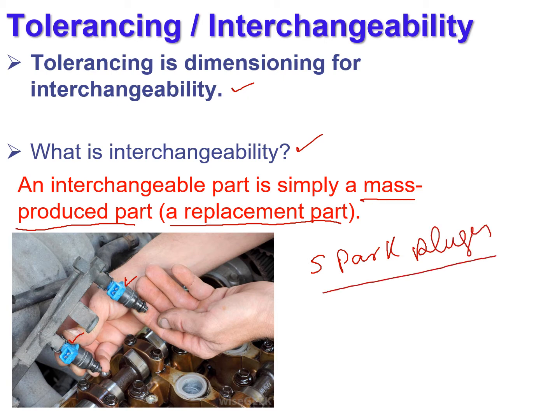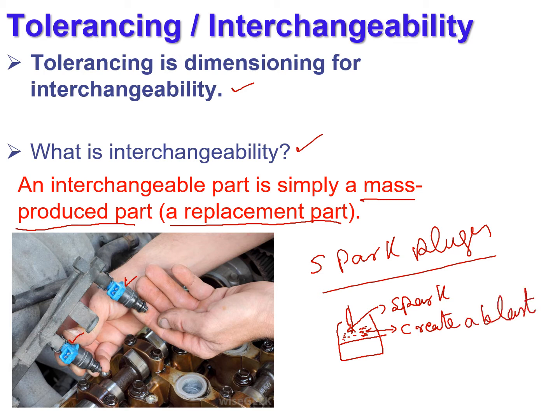And their function in an engine is to provide a spark. If this is a spark plug, then its function is to provide a spark whenever there is a concentrated air fuel mixture. So this spark plug provides a spark to create a blast inside the cylinder, and as a result of that blast the piston goes downward and rotates the crankshaft, and that energy is similarly transferred to the wheels of the vehicle.